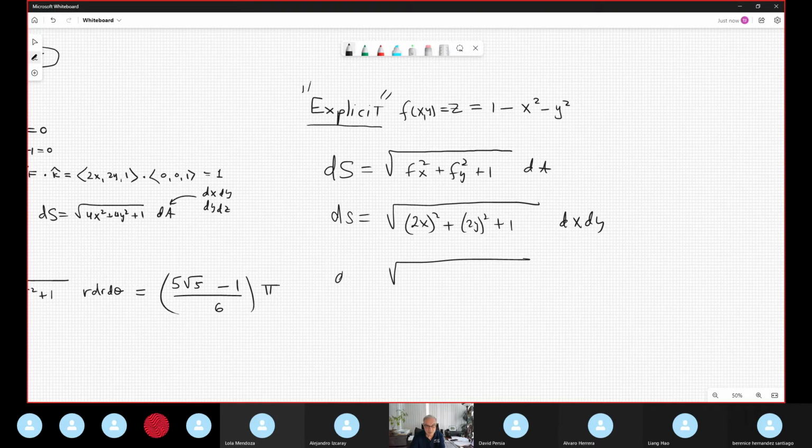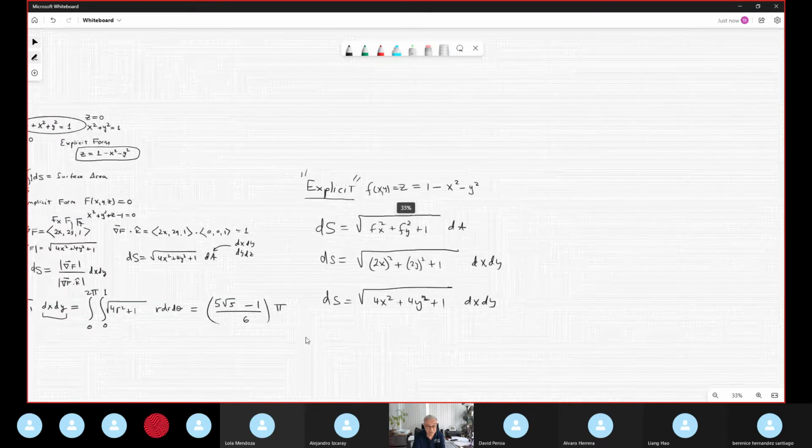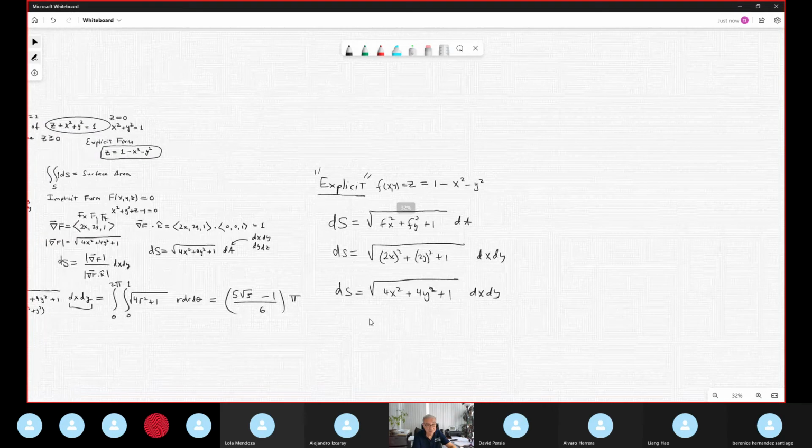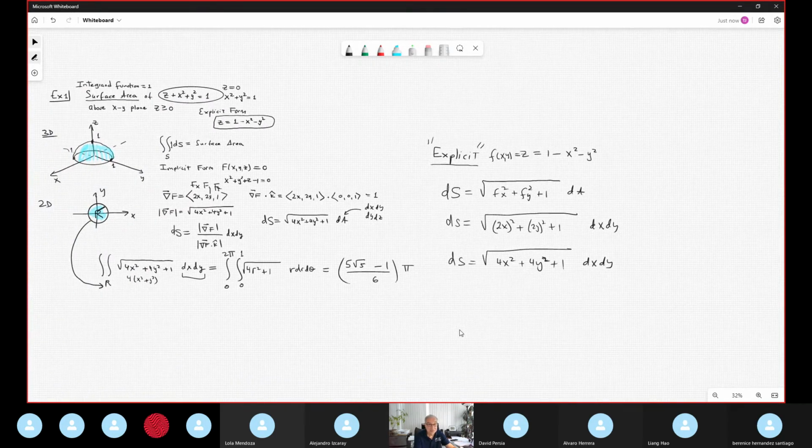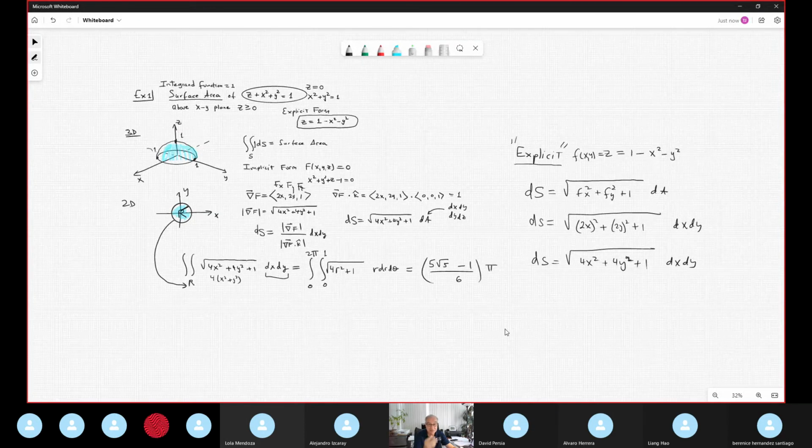Actually, my formula is dS is equal to the square root of 4x squared plus 4y squared plus 1 dx dy. And you get exactly the same conclusion. The rest of the problem is the same. Do you see? There is a super fantastic connection between these formulas.